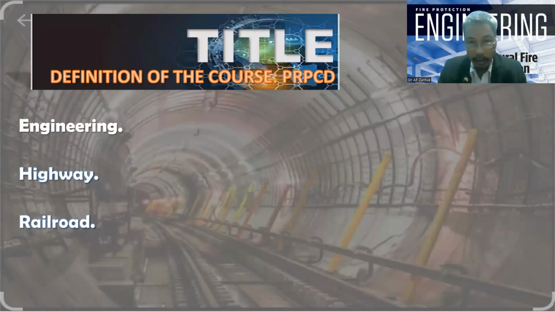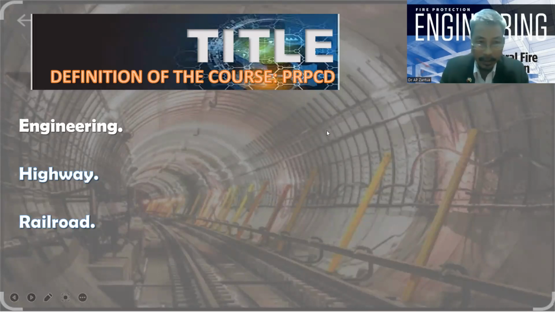So, definition of the course from the title. Again, this is not PRPCD but HRE, HRE meaning highways and railroad engineering. So what do you mean by engineering? Again, what do you mean by engineering? And what do you mean by highway? Highway is a road. We are talking of road. If we say highway, we are talking of road, and actually, we are specifically talking of public roads when we say highway.